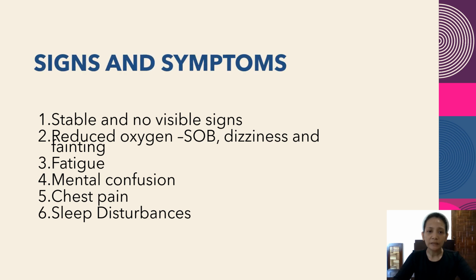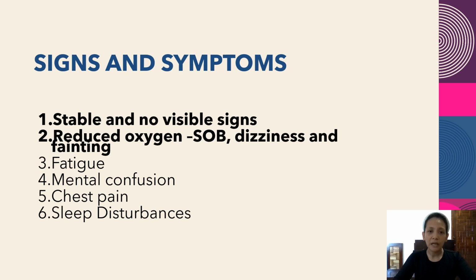Since we already know the causes, we go to the signs and symptoms. If the patient is normal appearing, then there are no visible signs or manifestations. The patient appears to be stable. However, if the cause is comorbidities, then there will be reduced oxygenation because of reduced contraction and blood supply to the body and to the organs.